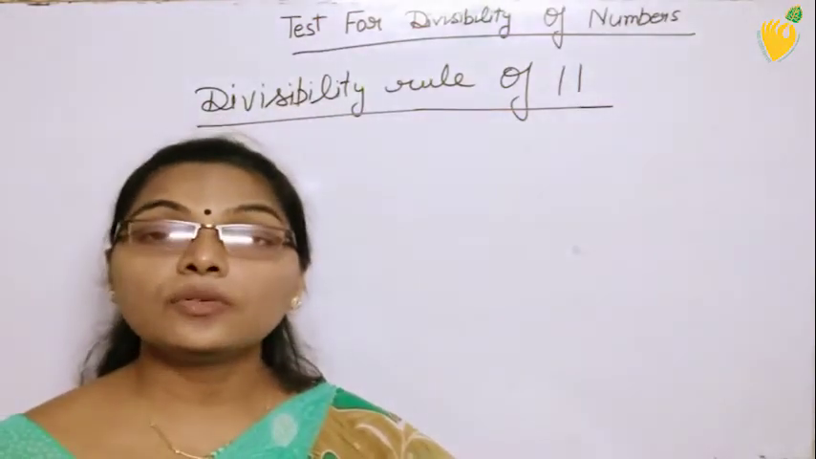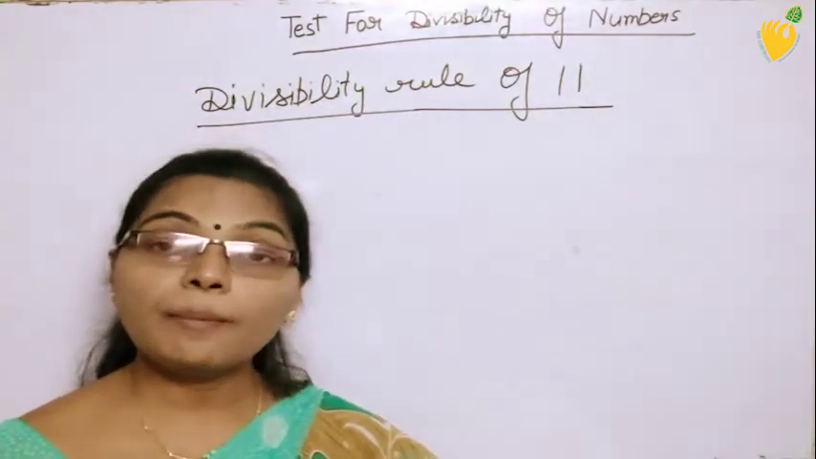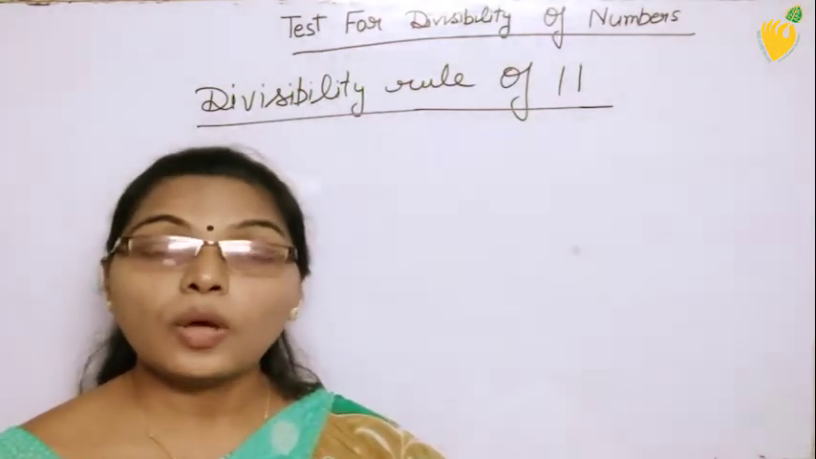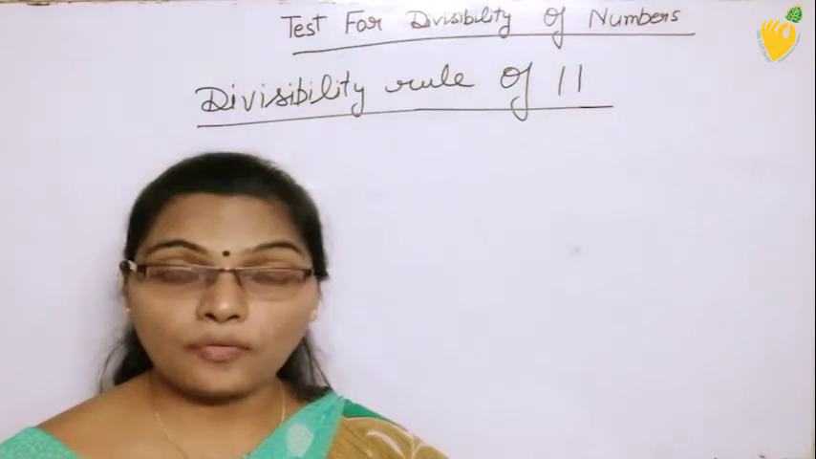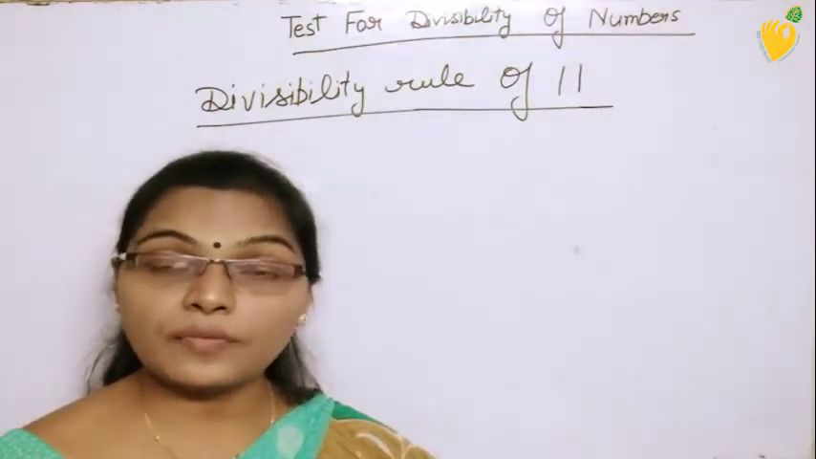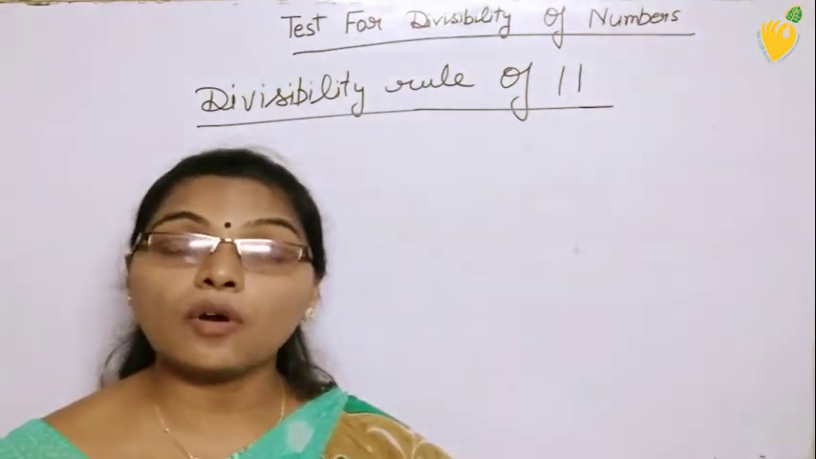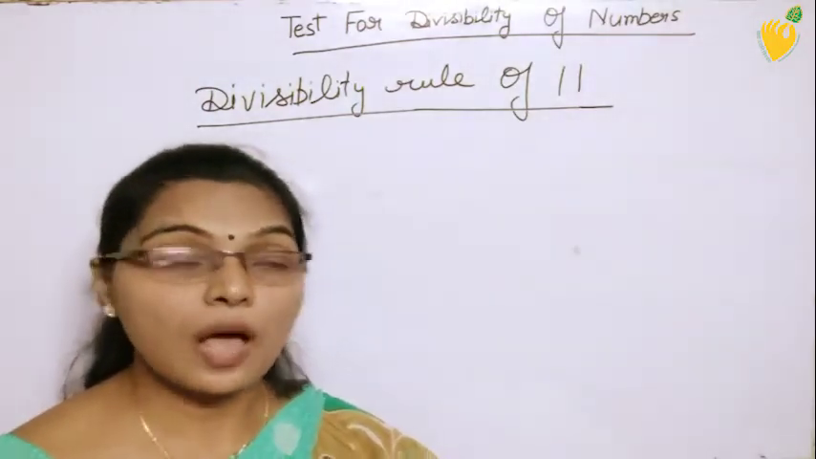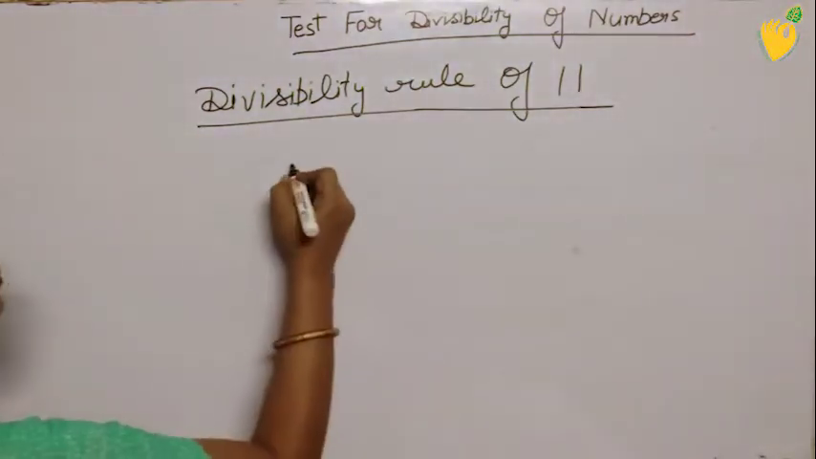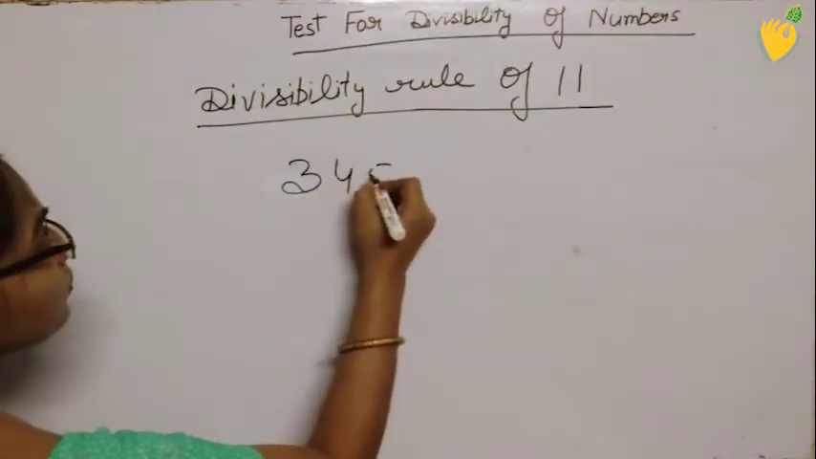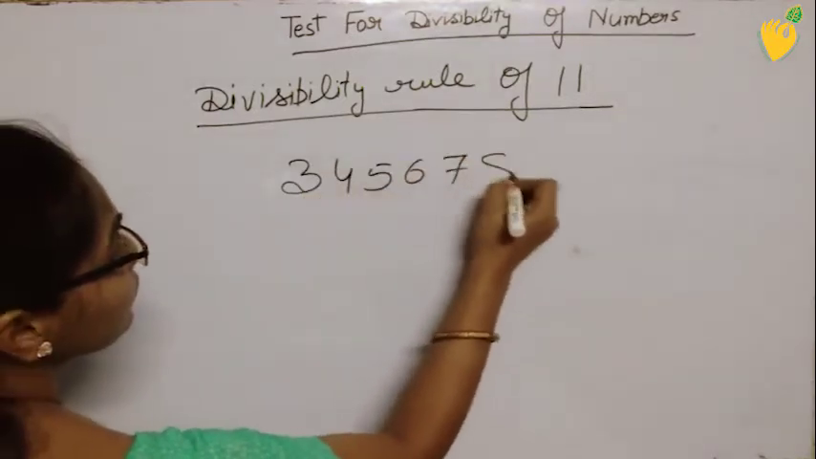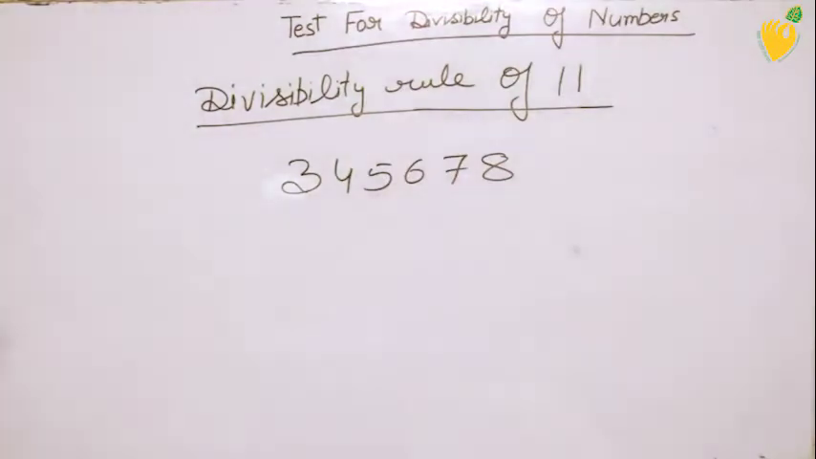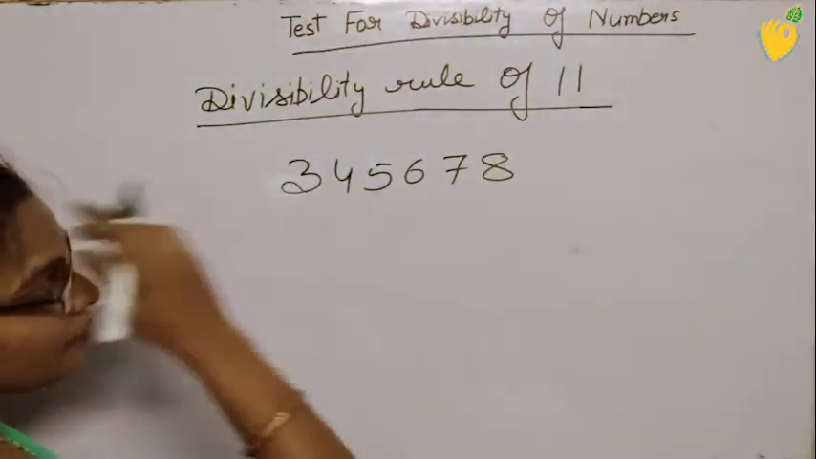Now students, divisibility rule of 11. A number is divisible by 11 only when the difference of the sum of the digits at even places and the sum of the digits at odd places is either 0 or a multiple of 11. See how. Let's take one example: 3, 4, 5, 6, 7, 8.